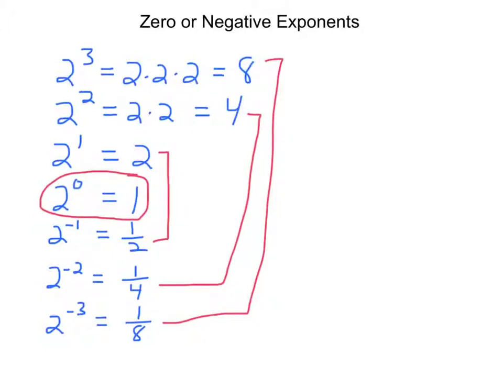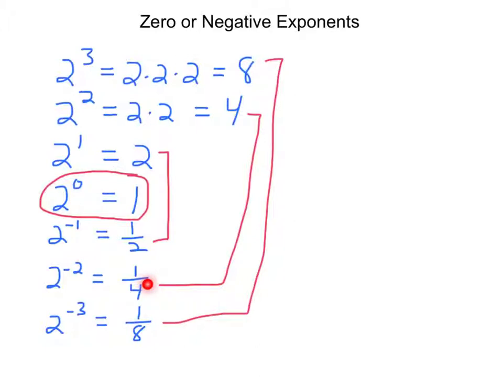Now the important things to take away from this is that when you raise a number to a zero power, the answer is always 1. And when you raise a number to a negative exponent, the answer is a fraction. It's not a negative answer, but it's a fractional answer.